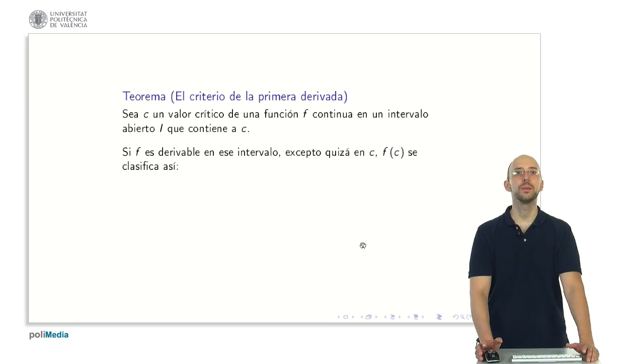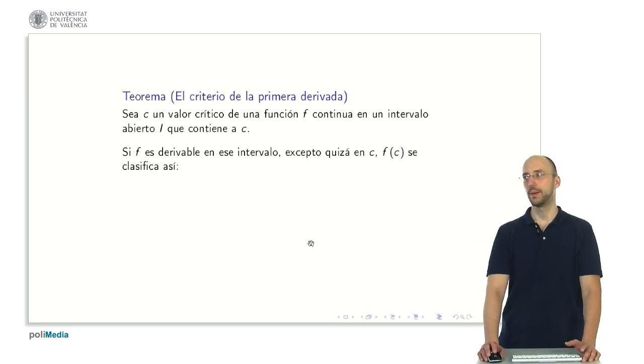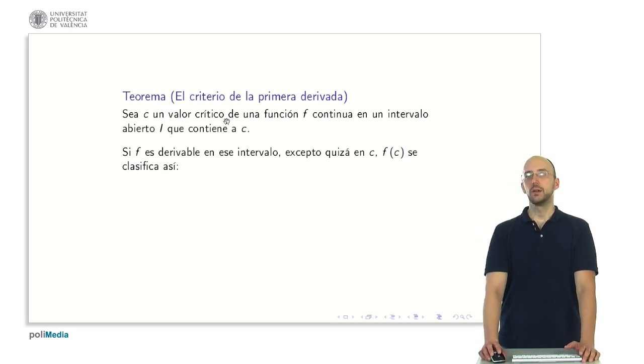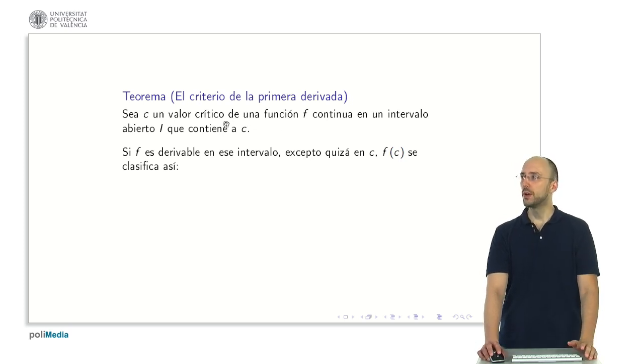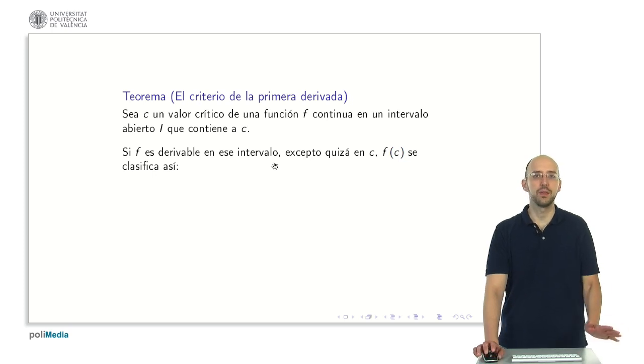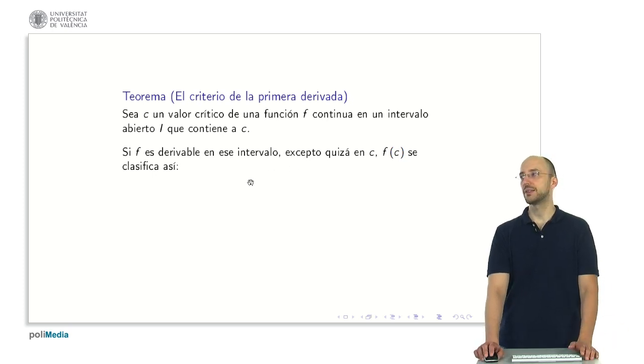Let's examine what the first derivative criterion tells us. A critical value is a concept we're already familiar with. It's a value that makes the derivative zero or indicates that the function is non-differentiable at that point. To determine the critical value of a function f, ensure that f is continuous in an open interval containing c. If f is differentiable in that interval, except possibly at c, we classify it as follows.